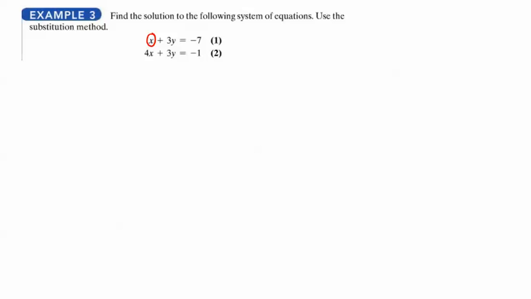Now you can do substitution with any system of equations, but in order for it to really work easily, you want to find a variable that's by itself, an x or y. Since we have the x there, what we're going to do is take that equation and solve it for x. What does that mean? We're just going to subtract or add everything to the other side. So we end up with x is equal to negative 3y minus 7.